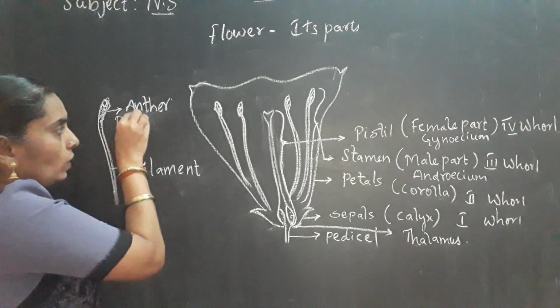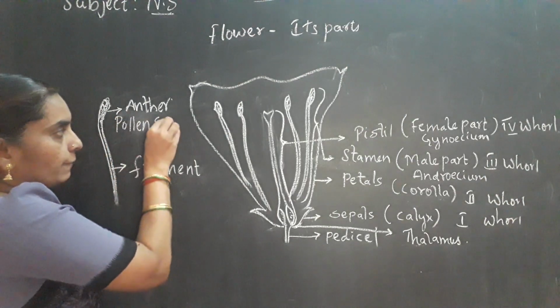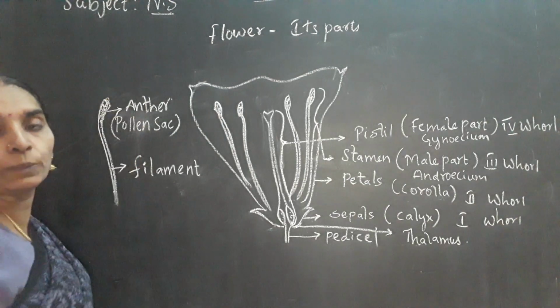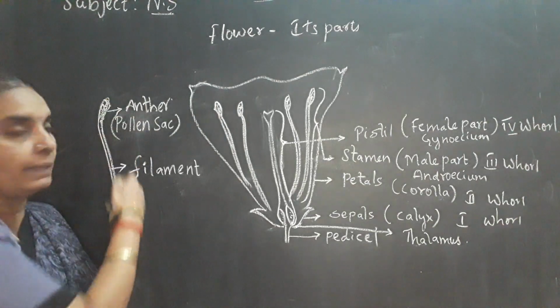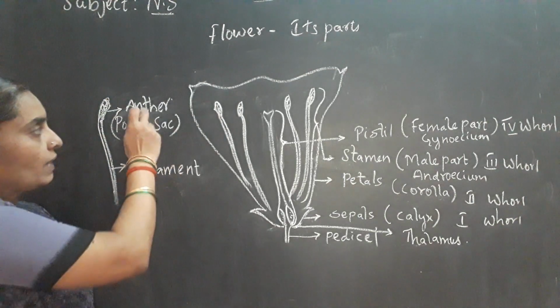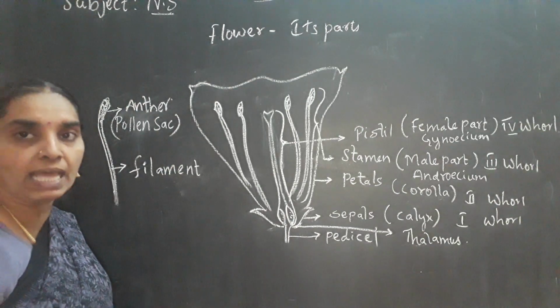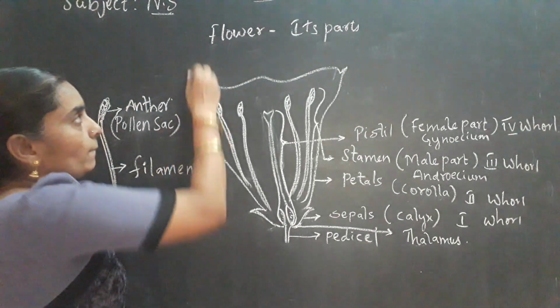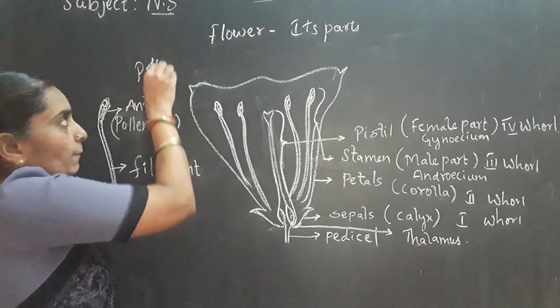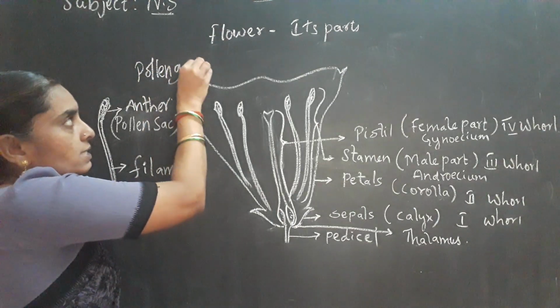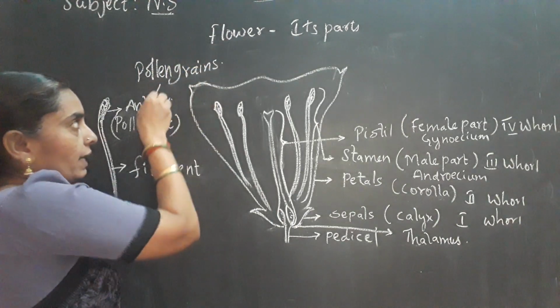It is also called as pollen sac. It is a sac-like structure present above the filament. It is called as anther or pollen sac, which contains pollen grains. What does the pollen sac contain? Pollen sac contains pollen grains.